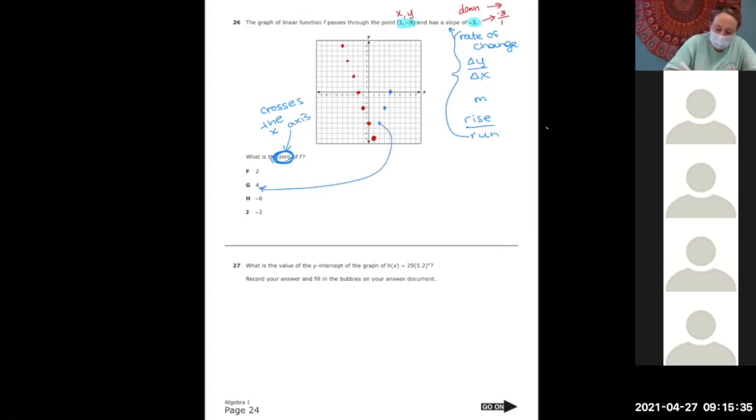Okay, so it's not 4 because that is a positive slope that I just drew in blue. So the negative slope is in red and it crosses at -2. So our answer is J.